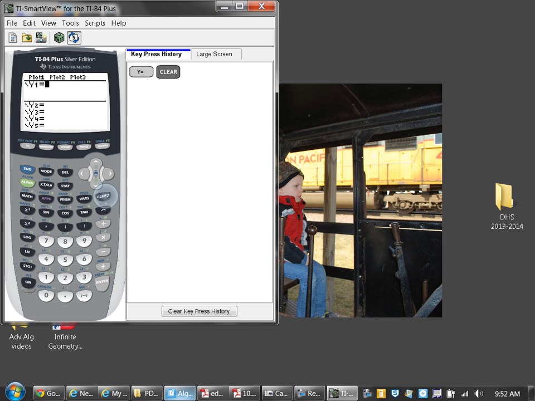What was our equation here? Let's just do a square root. What was it? Negative 6x.